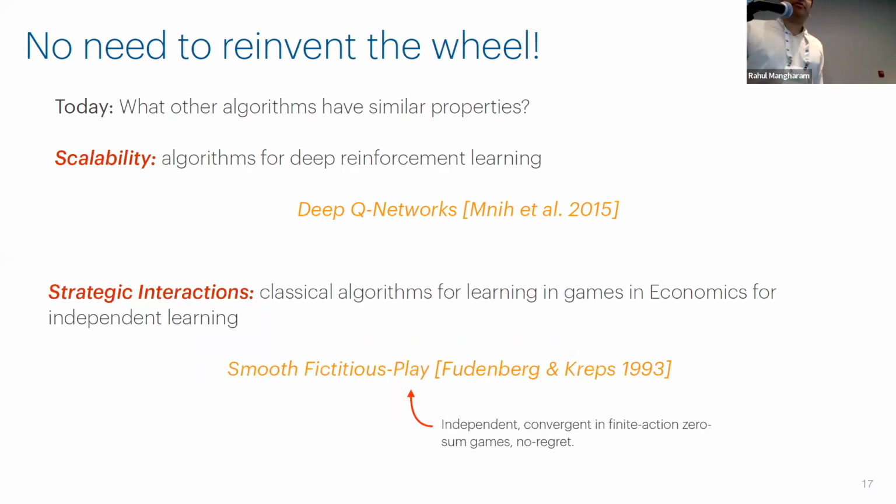On the other hand, to deal with strategic interactions, there's a huge number of classical algorithms for learning in games that we could draw on. In particular, today we're going to draw on smooth fictitious play, which is a classic learning algorithm. It's a generalization of fictitious play, which is one of the most common algorithms for learning in games. It's an independent algorithm, it's convergent in finite action zero-sum games, and it's no-regret.